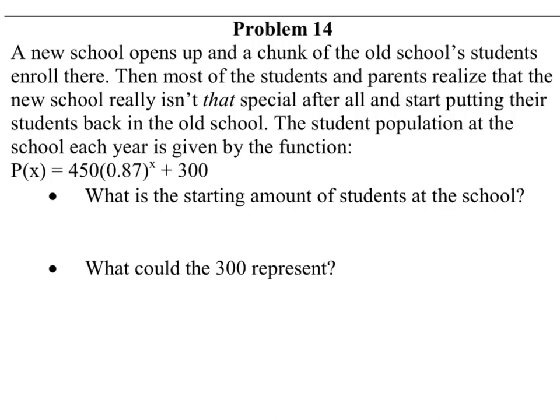New school opens up, gets a bunch of students. What's the starting amount of students at the school? Well, that's if x is 0, as in no years have passed. So we're going to have that be 0. It makes this 1. So really we got 450 times 1 plus 300. That's going to give us 750 students.